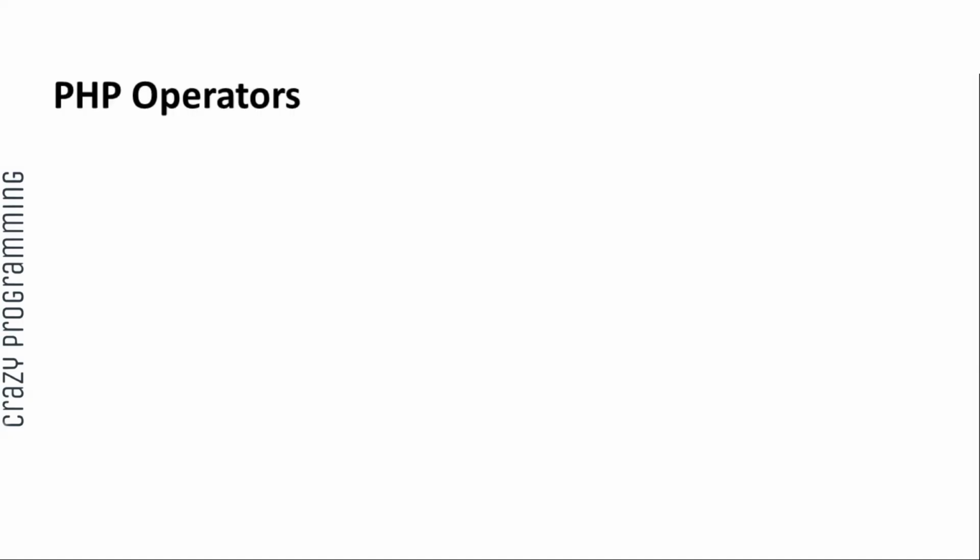So here we are going to understand what an operator is and how to use operators in PHP. Operators are used to perform operations on variables and values. This is the definition. And what do you understand with this? Operators are used to perform operations. So we are using the operators to perform operations in PHP.